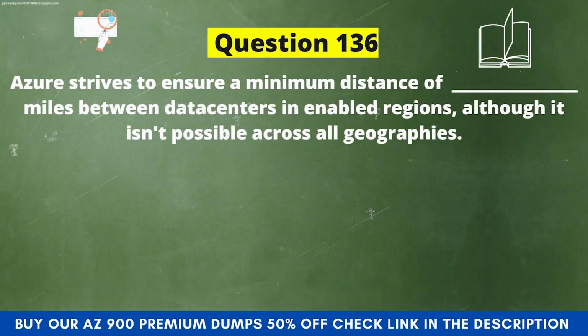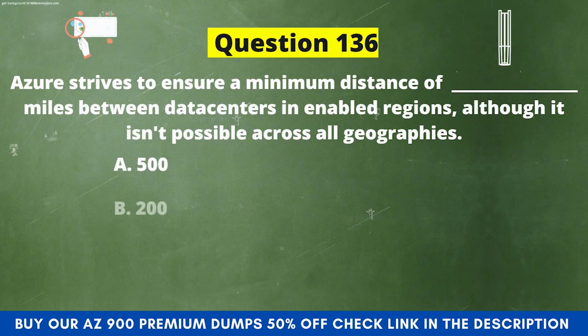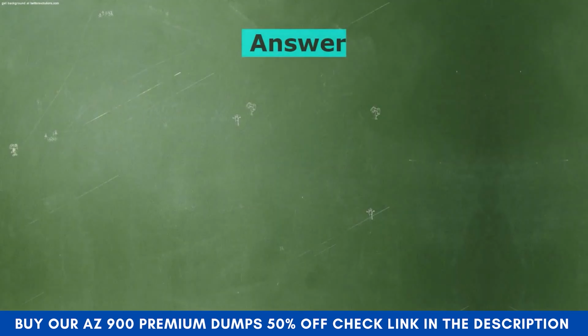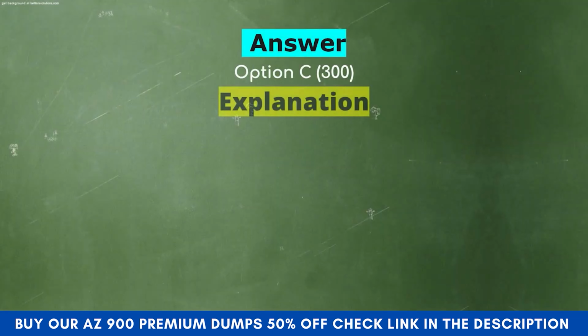Next question. Azure strives to ensure a minimum distance of miles between data centers in enabled regions, although it isn't possible across all geographies. Option A, 500. Option B, 200. Option C, 300. Option D, 400. And the correct answer is option C, 300. Explanation.